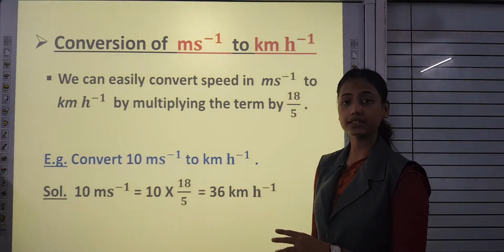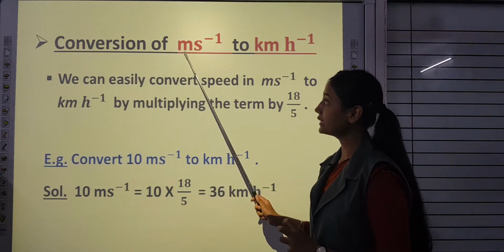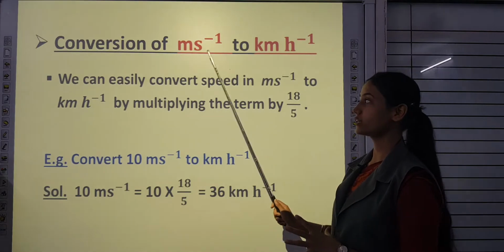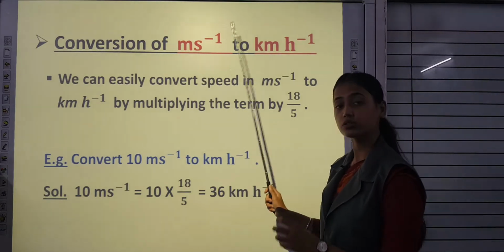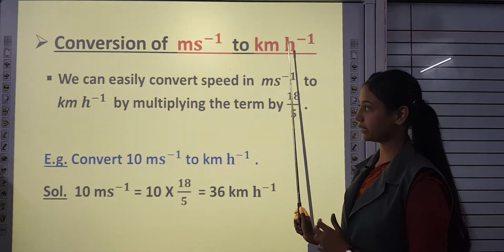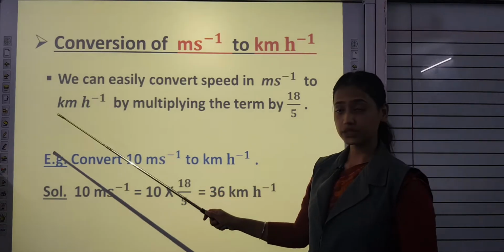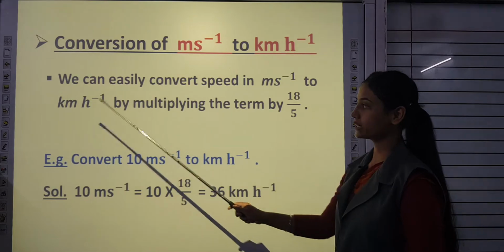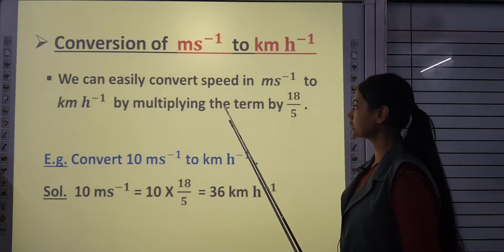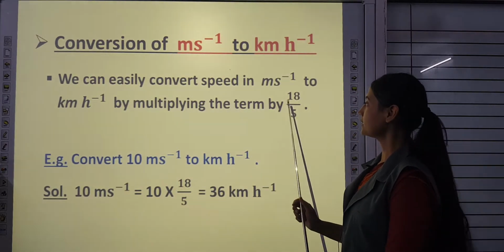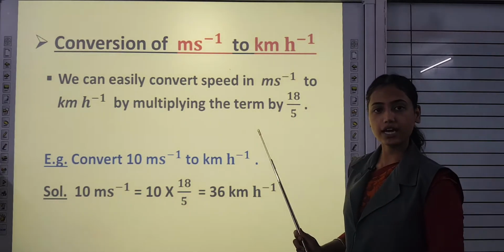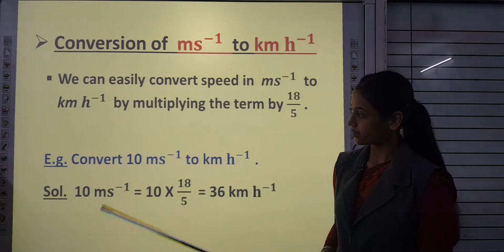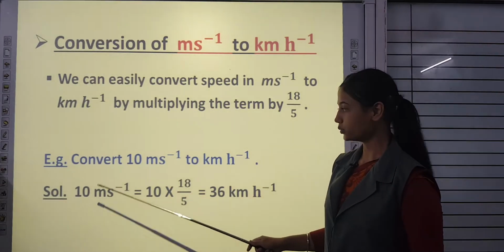So, there you were converting kilometer into meter. Here we are converting the unit of speed meter per second to kilometer per hour, means we are converting a smaller unit into the larger unit of speed. How can we convert it? We can easily convert speed in meter per second to kilometer per hour by multiplying by the fraction 18 upon 5. You just have to memorize this fraction 18 upon 5. An example will make it more clear to you.